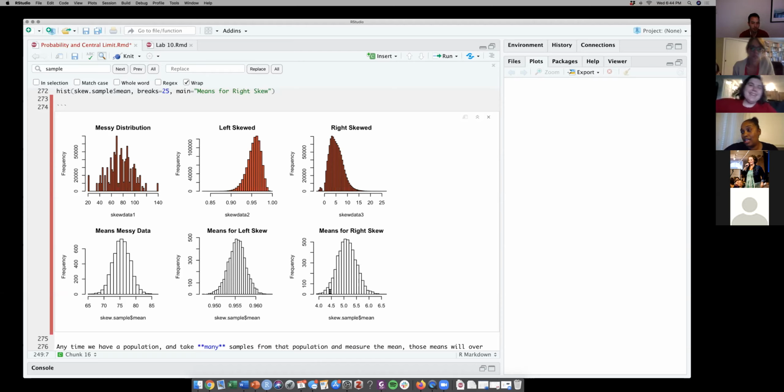No matter what the distribution in our population is, if we take repeated samples of it, the means of those samples will form a normal distribution.